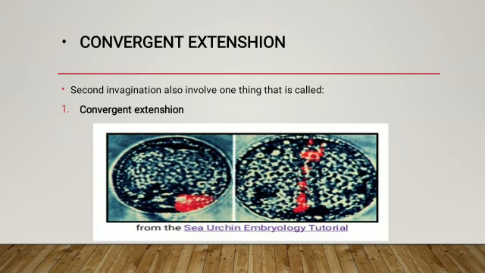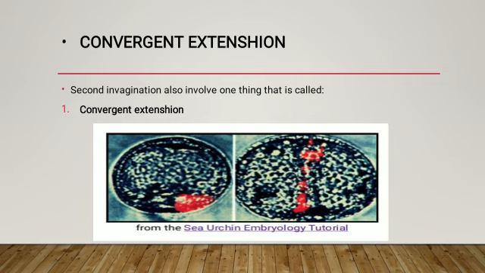Convergent extension. Secondary invagination also involves one thing that is called convergent extension. In this convergent extension, how does the archenteron elongate? There are some questions about how the archenteron elongates, given that both autonomous extension and secondary mesenchyme cell-dependent extension occur. So scientists have shown that sea urchin gastrulae elongate their archenterons via a convergent extension.